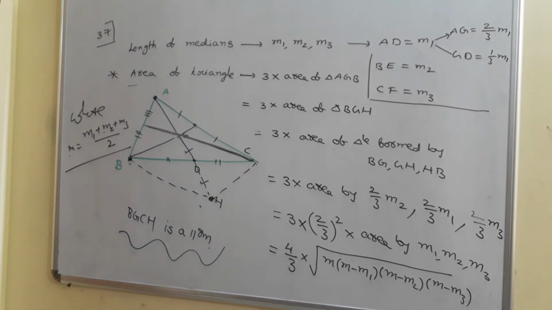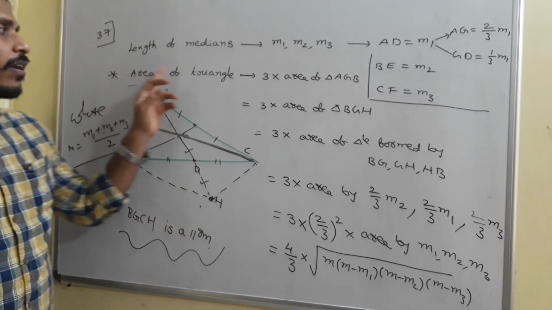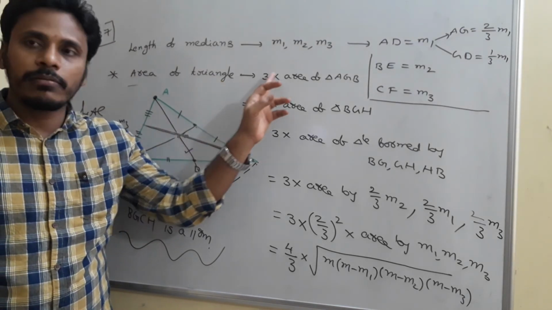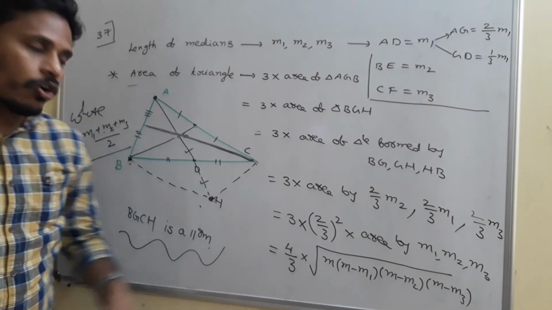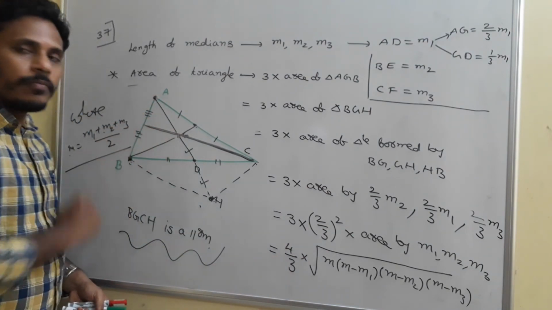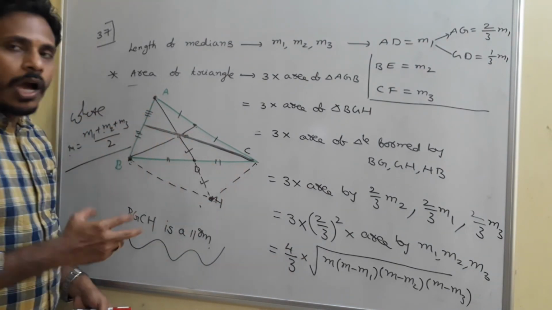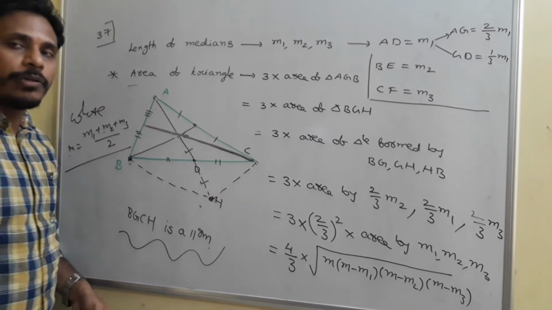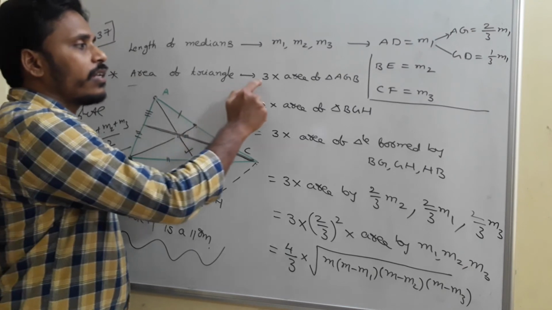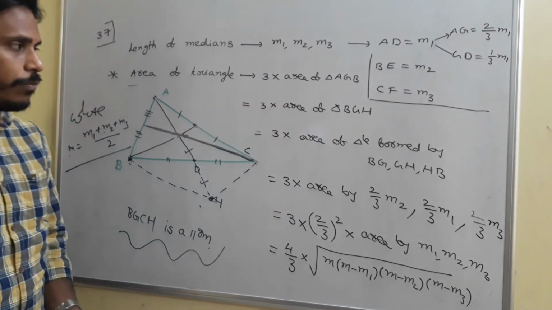See, we have the lengths of the medians m1, m2, m3, and we need to find the area of the triangle in terms of m1, m2, m3, right? So the area of the triangle is basically 3 times the area of the triangle made by any side with the centroid. Okay, either you may take ABG, or BCG, or ACG, everything is the same. And now I am thinking about ABG. So the area of the given triangle is 3 times the area of triangle AGB.